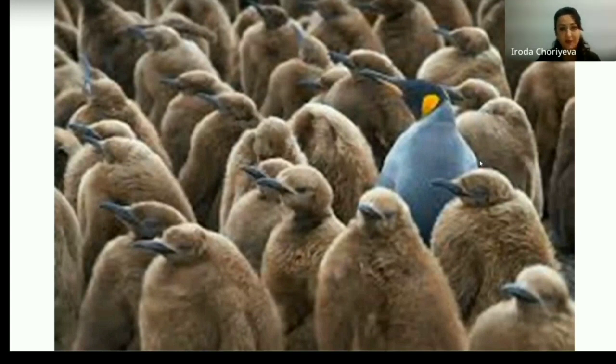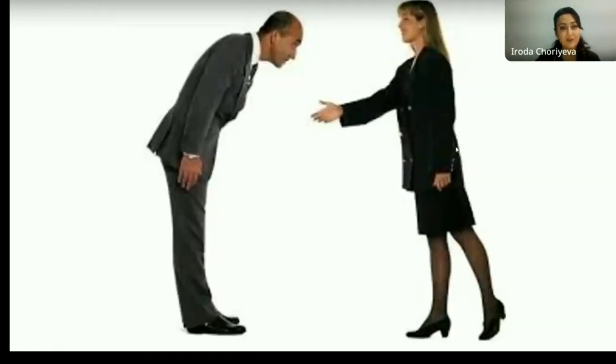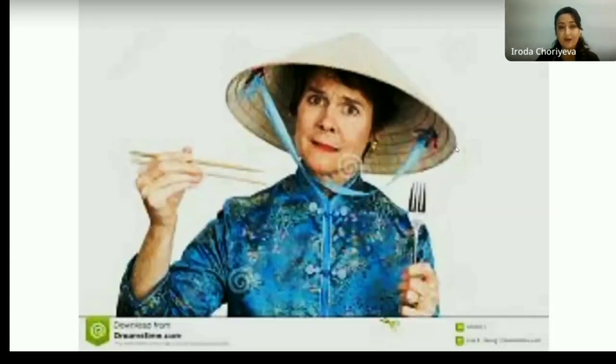What can you see in this picture? Yes, of course, there is a penguin which is totally different from other penguins. What does the next picture say? Right. The two people have misunderstanding in greeting styles. And the next picture, you are right. She is confused. What kind of teaching tool can be used in this picture?